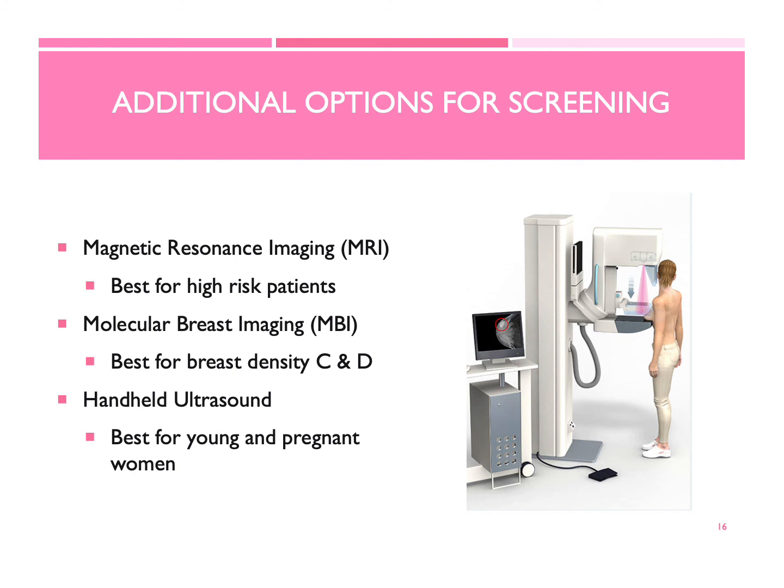There are other screening options besides a mammogram, and the first is an MRI, which is best for high-risk patients. And here, high risk means those that have dense breasts, genetic factors, or a family history of breast cancer. Another option is molecular breast imaging, which is ideal for density categories C and D and is becoming a more widely available screening option. Lastly, we have a handheld ultrasound, which is best for young and pregnant women and can be used in combination with a mammogram.